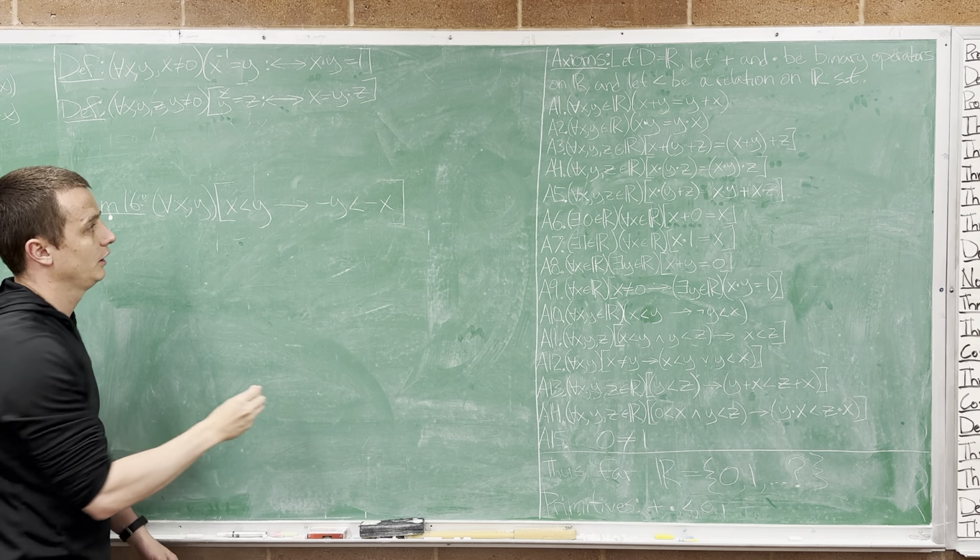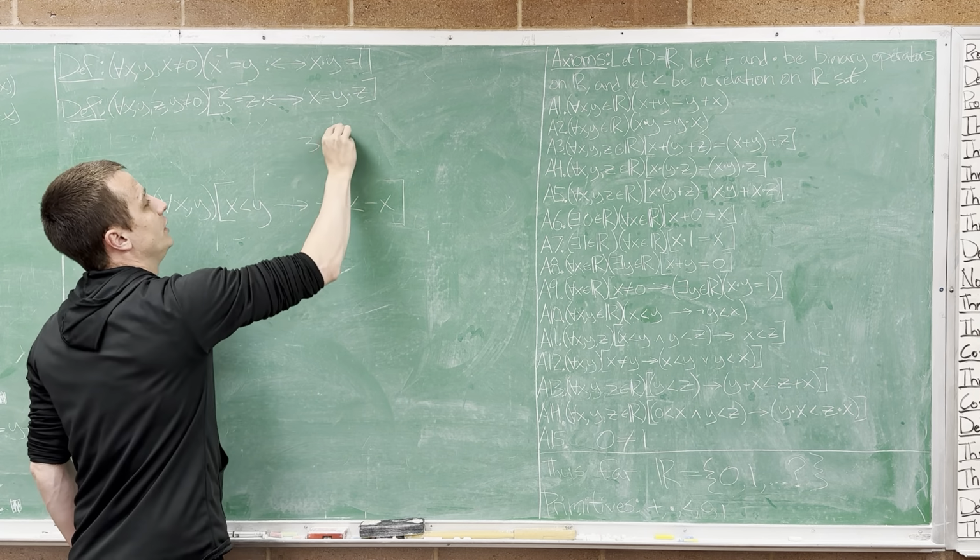Let's give a concrete example. If 3 is less than 10, then that means negative 10 is less than negative 3. That's what it's saying. Oh, yeah, okay. As a concrete example. Mm-hmm. All right.